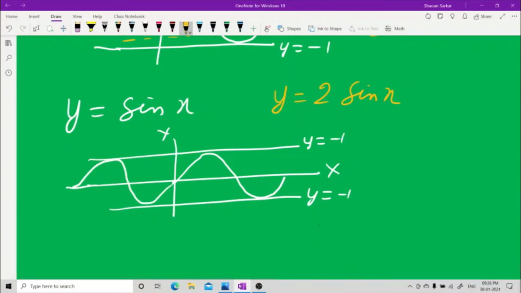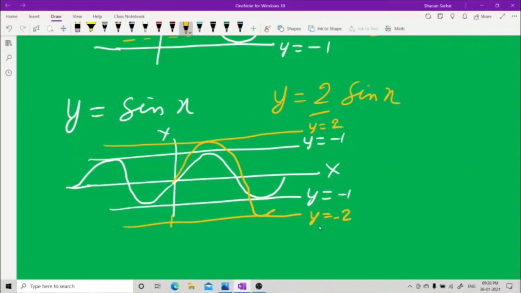Now when I multiply by 2, this is the line y equal to 2. This is the line y equal to minus 2. Now this will be going like this, going till here, and then it will come down till here. This is what I mean by this.